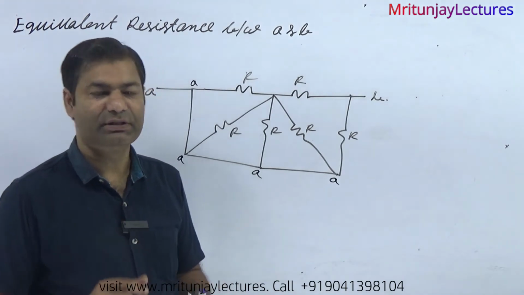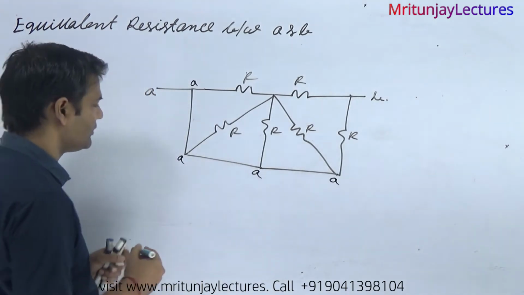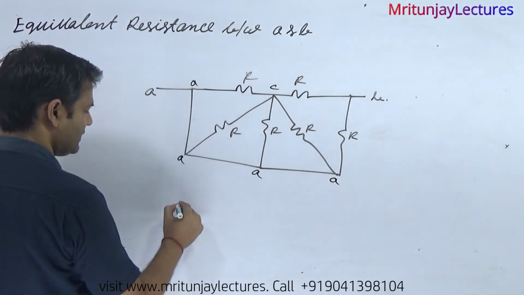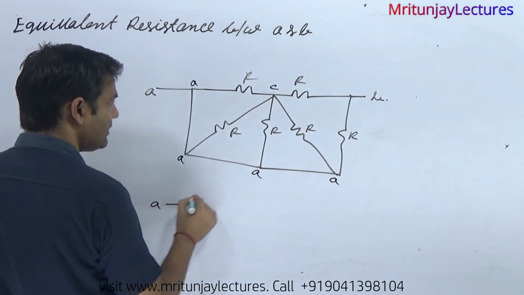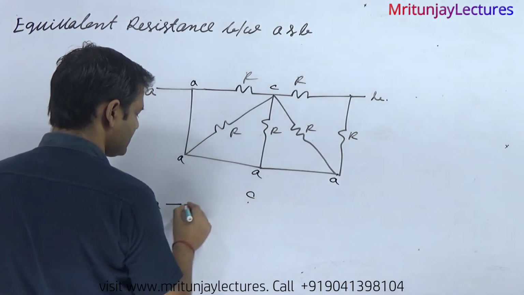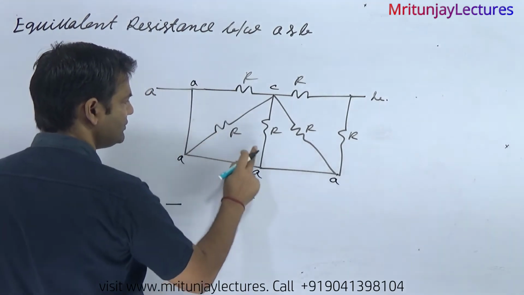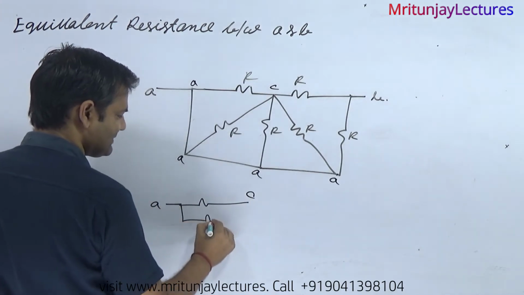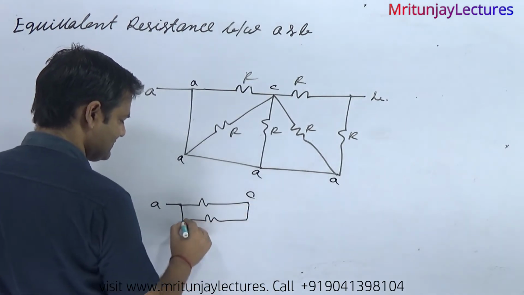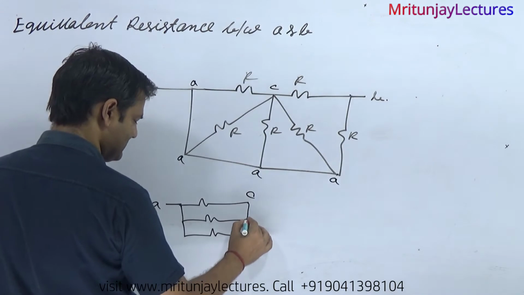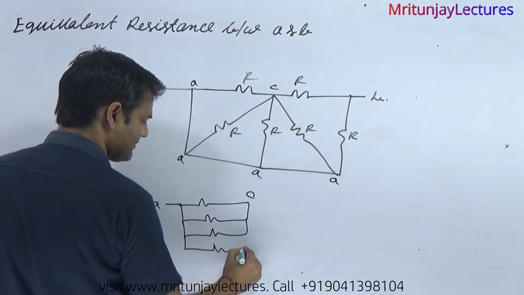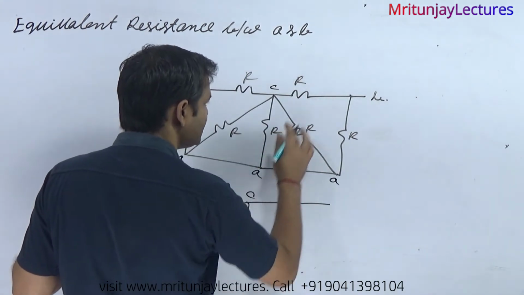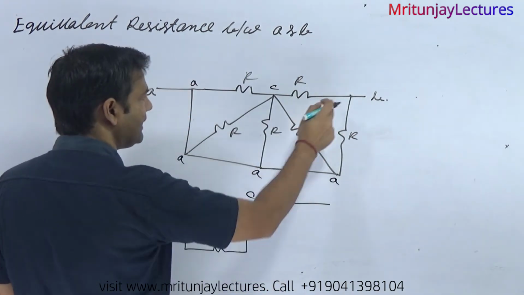After that, redraw the circuit again. If you redraw the circuit, suppose that is point C. Now that is A and that is C. 1, 2, 3, 4: four resistances connected in parallel. Clear or not? After that, C and B, that is R, and A to B.